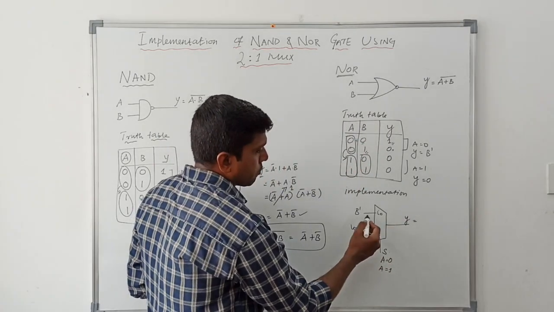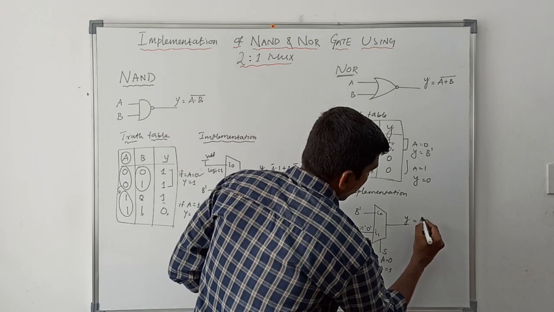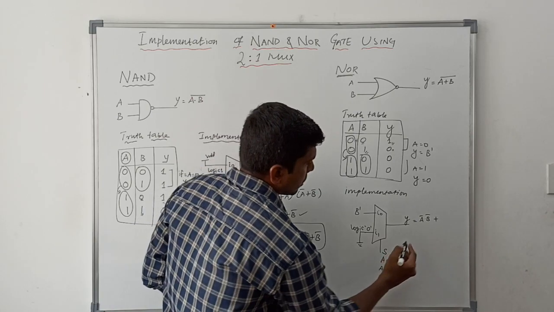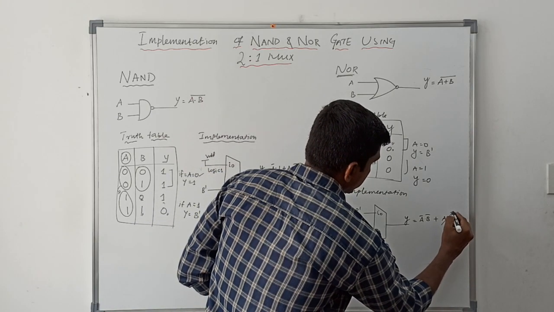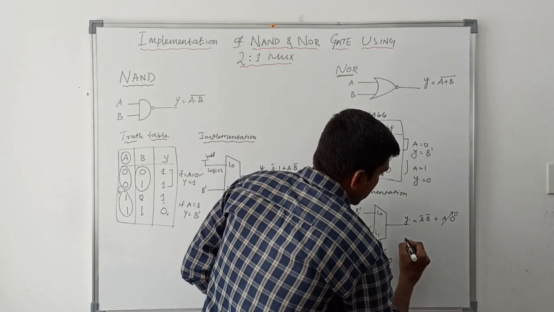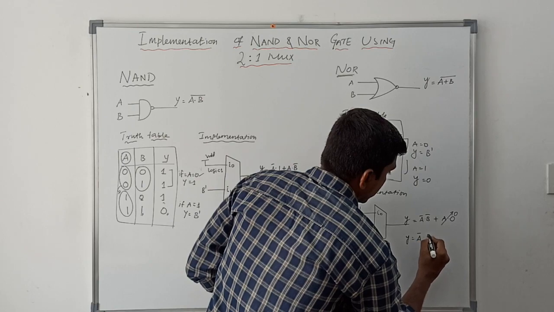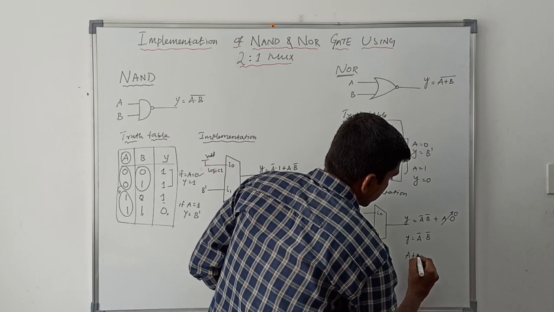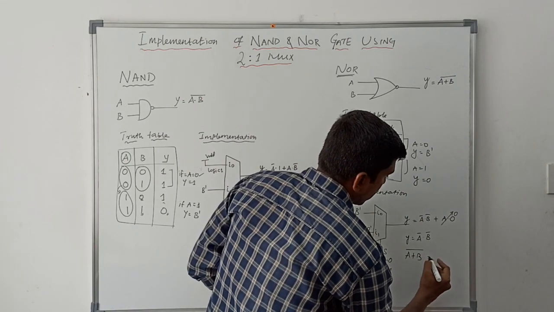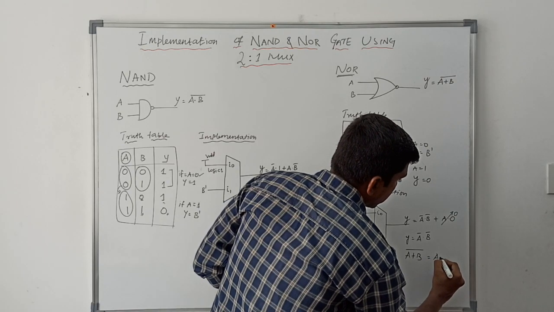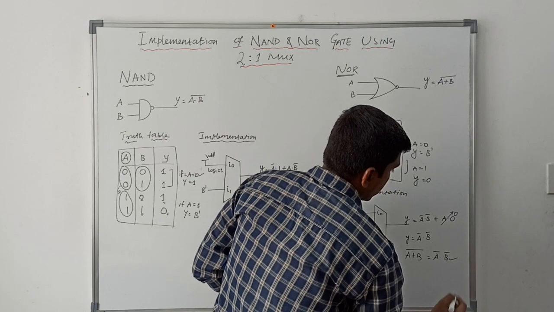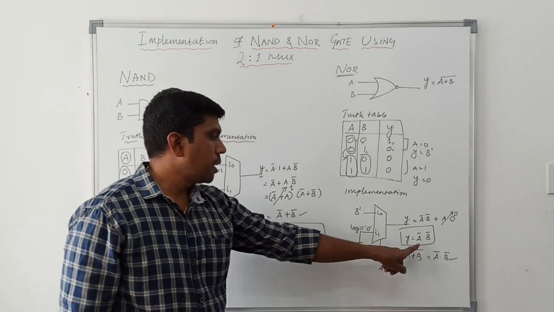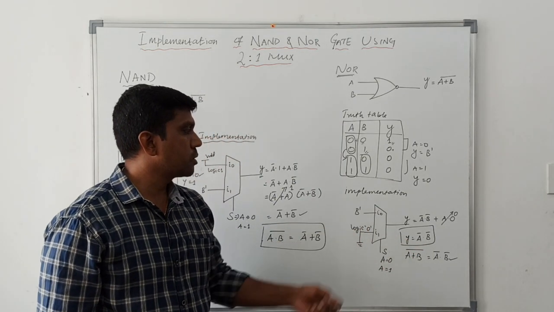Now I write the expression for this 2:1 mux. Y equals A bar dot B bar plus, for A equal to 1, A dot 0. This term goes to 0, so Y equals A bar dot B bar. The NOR gate expression is A plus B the whole bar. Applying De Morgan's law, this expression is rewritten as A bar dot B bar. So it's the NOR operation implemented using the 2:1 mux.